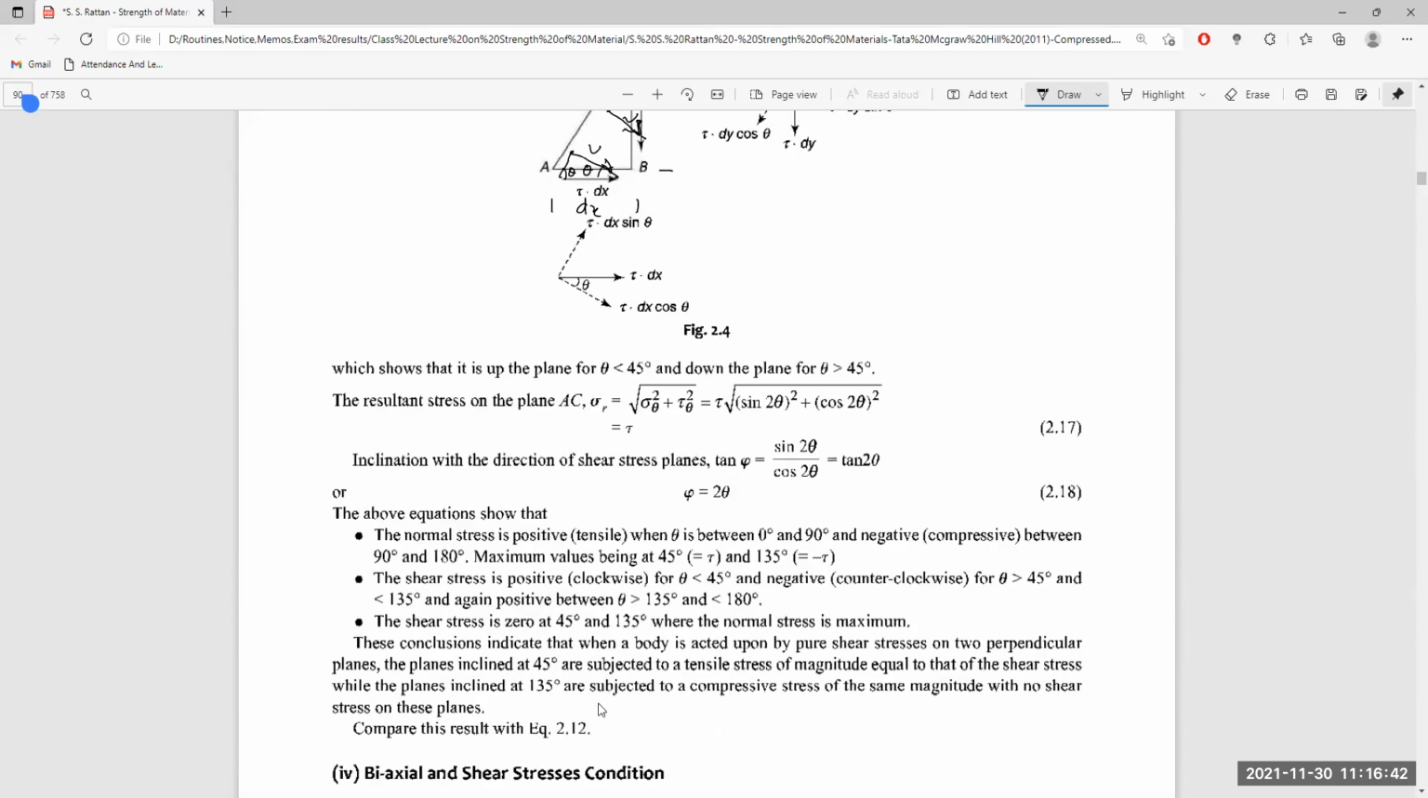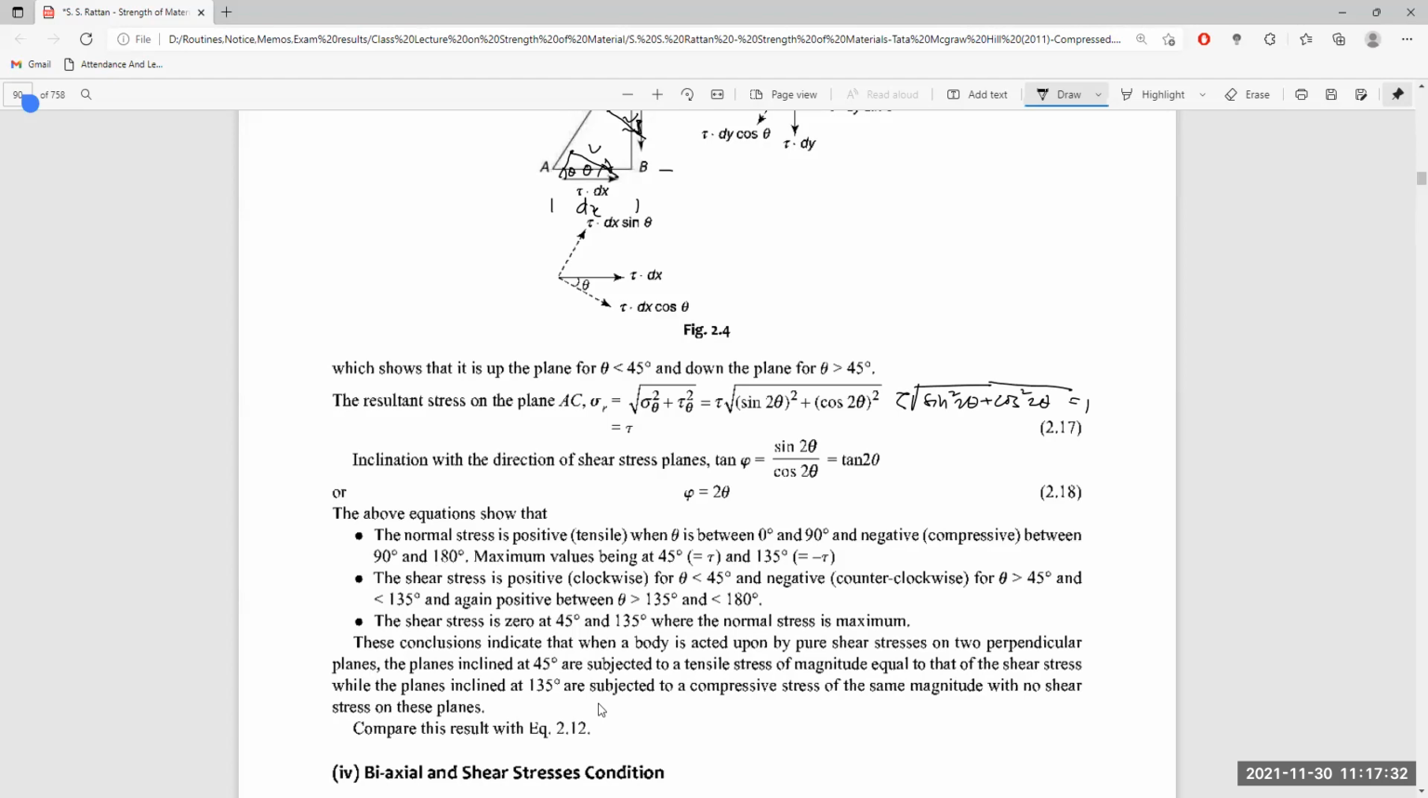The resultant, following the same procedure: we find the resultant stress sigma r as the square root of sigma theta square plus tau theta square. Putting in the respective values, tau times the square root of sin square 2 theta plus cos square 2 theta, and sin square plus cos square equals 1. So this becomes 1, and sigma r is equal to tau.